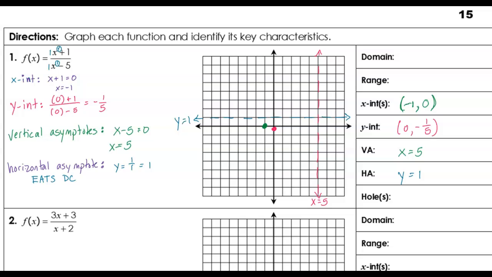Also, side note, are there any holes on this graph? Remember, Lauren, yes, holes are created when you have a like factor between the numerator and the denominator. Clearly here, we don't have a like factor, therefore, there are no holes. No holes were created in the making of this.